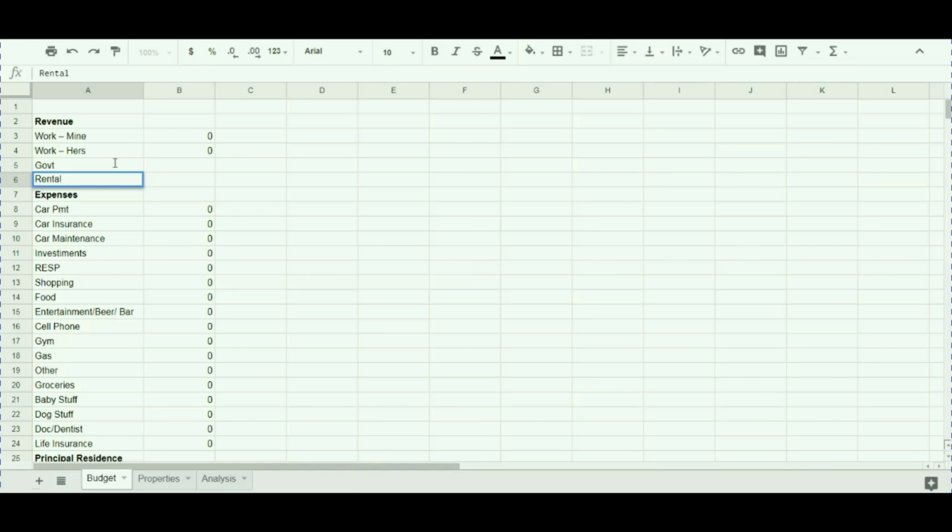Okay, so we're going to turn over to the spreadsheet that I made. And basically, this is just a sheet to figure out what your freedom number would be in order to be able to leave your job. Basically determine how many properties you would need in order to make as much money as you make in your job, or whatever number you've come up with as your freedom number.